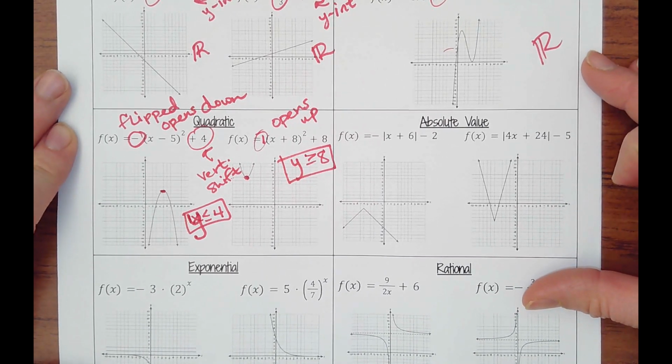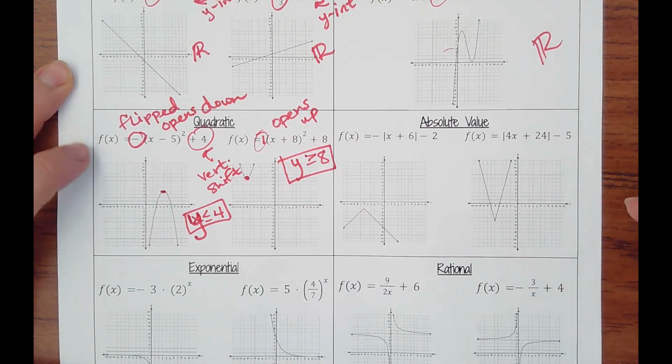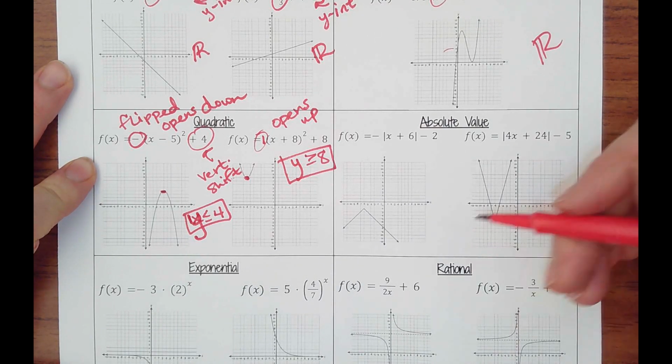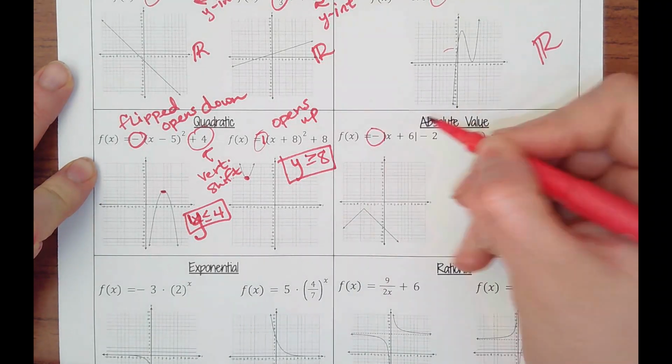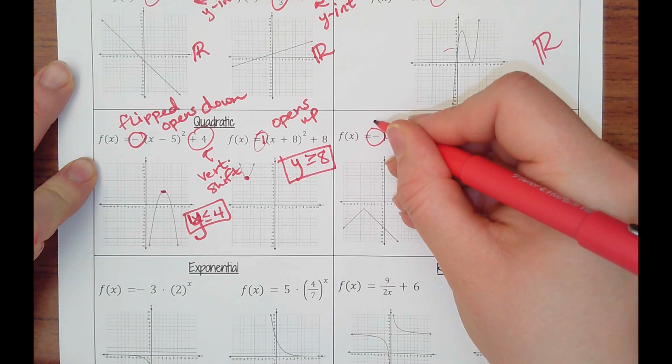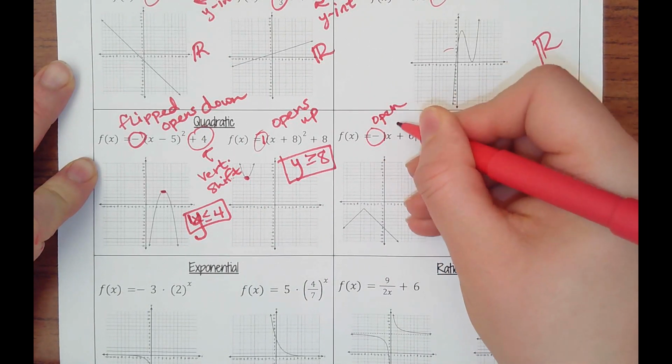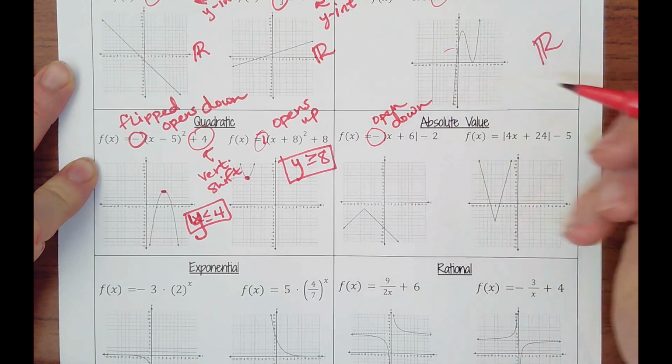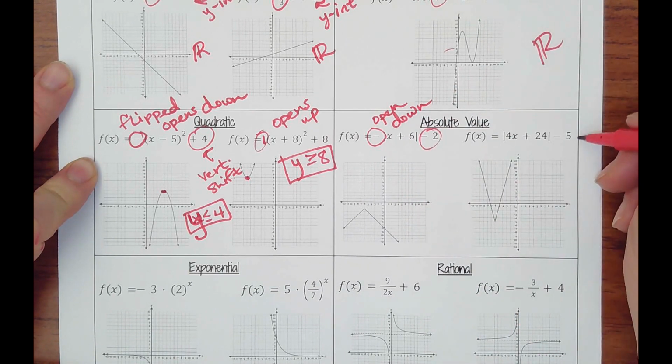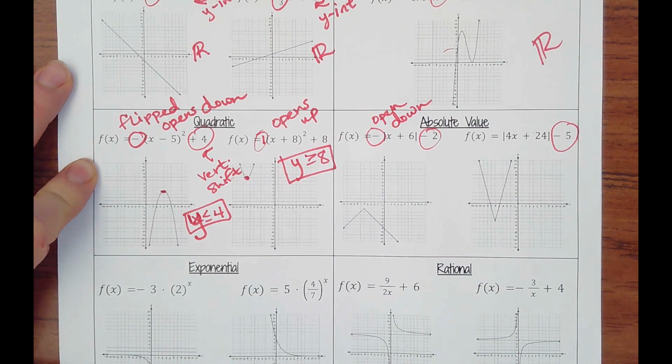That's fine. Absolute value is very similar to quadratic. It makes a V shape. Same rules apply. If there's a negative in front, it's going to be opening down. And if it's a positive in front, it opens up. And then the number, the constant number outside of the absolute value is your shift, up or down.